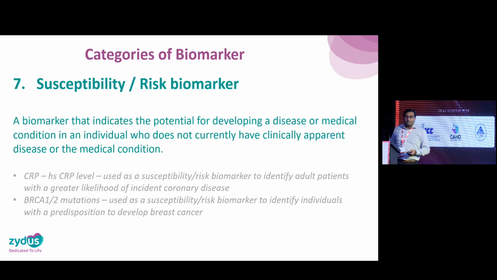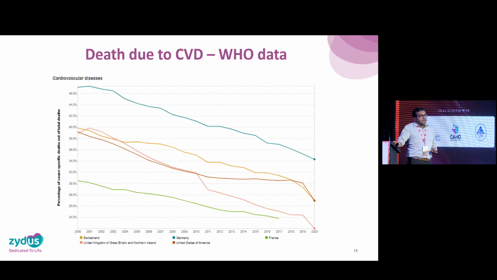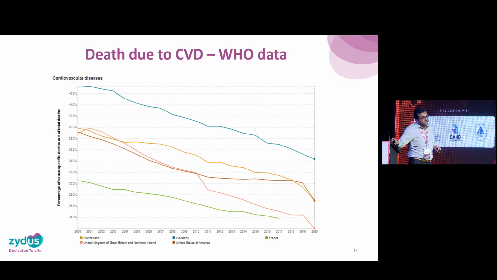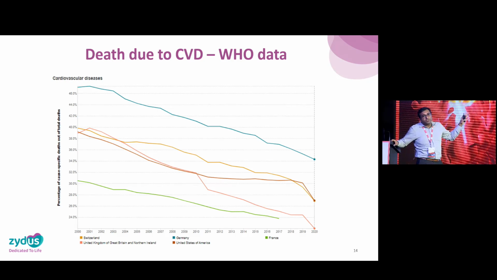So this is actually the data of WHO, which is from 2000 to 2020. Here you can see the percentage of causes of specific death in total death, which is gradually decreasing throughout the years. This is taken from the fact sheet of the WHO, which is available on the WHO website.